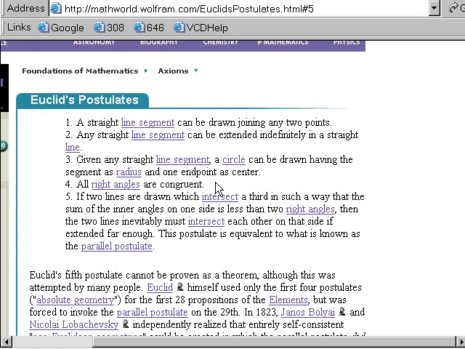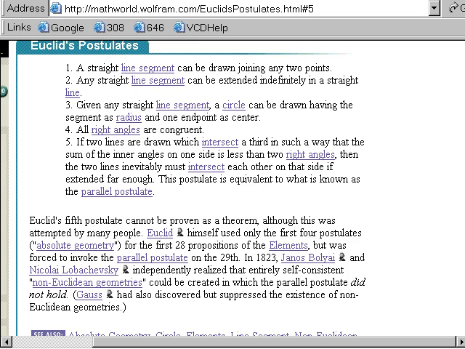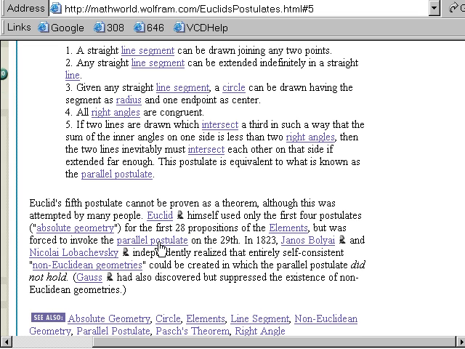Those four axioms or postulates form the basis of Euclid's first 28 propositions. But for the 29th, he actually needed the parallel postulate. Now the parallel postulate is number 5. If two lines are drawn which intersect a third line in such a way that the sum of the inner angles is less than two right angles, so that means you actually have a triangle, then the two lines must intersect each other on that side.